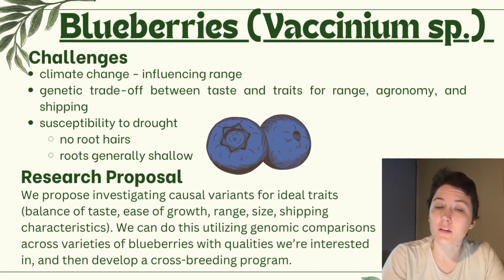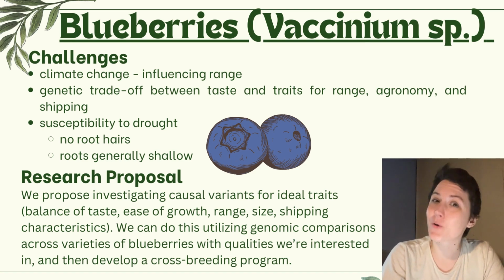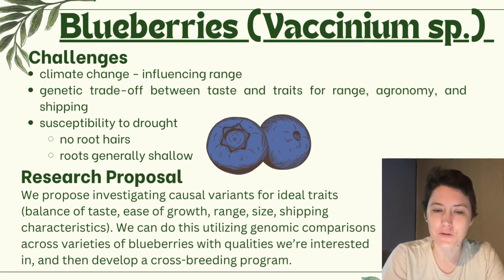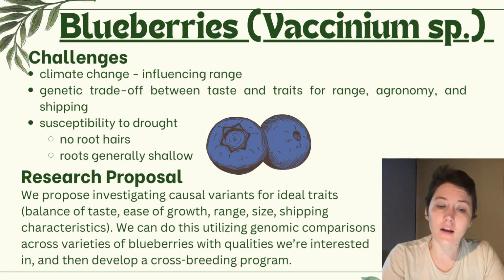Another one is that it's really susceptible to drought. They don't have root hairs, and the roots are generally shallow. Now, there has been work in breeding to also work on this, but climate is changing quicker than breeding programs can usually keep up with. So we want to look at the genetic trade-off that we want to look into, which is maintaining taste, but also meeting climate change range changes and other things.